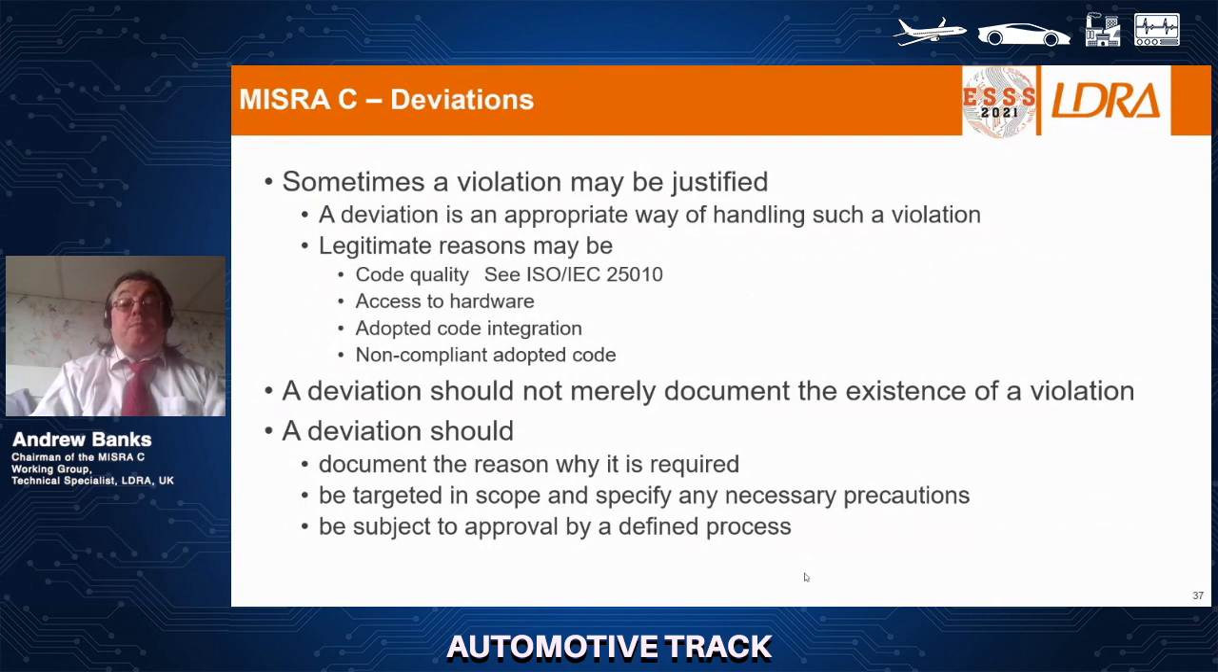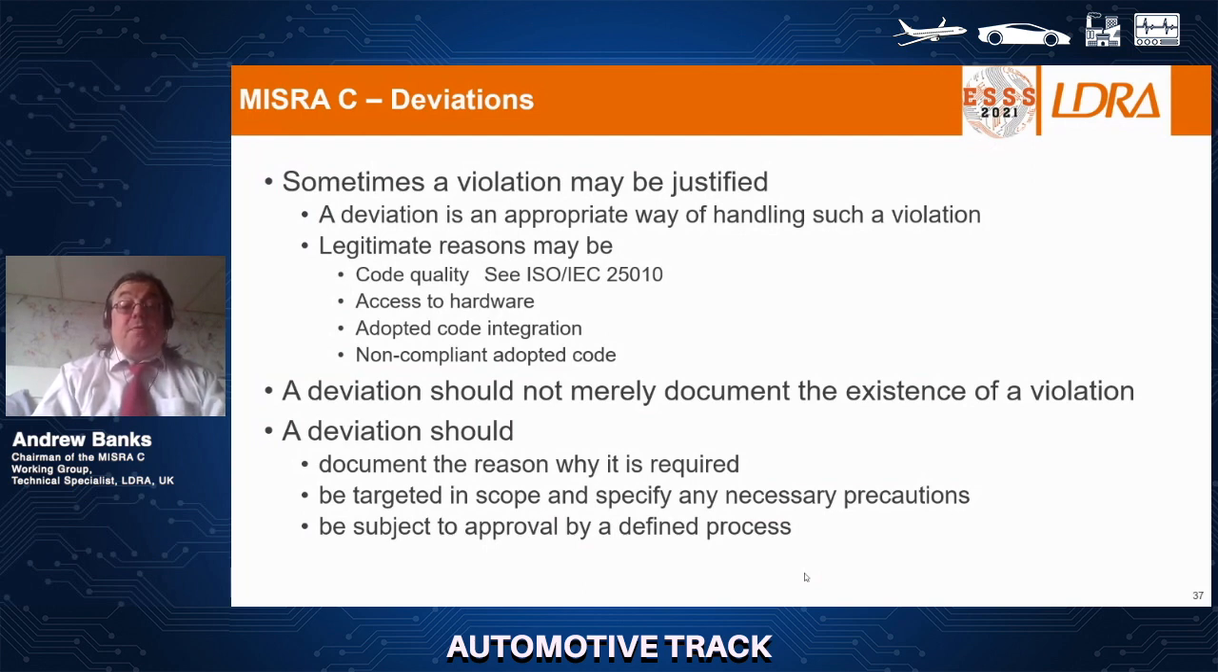Briefly on deviations, sometimes a violation may be justified. I'll say that again, sometimes a violation may be justified. Somebody who tells me they want MISRA compliance with no deviations has not read the book. Where you have to violate a required rule, a deviation is the appropriate way of doing it. Hacking the code so that it shuts up the checker is not the appropriate way of handling a violation.